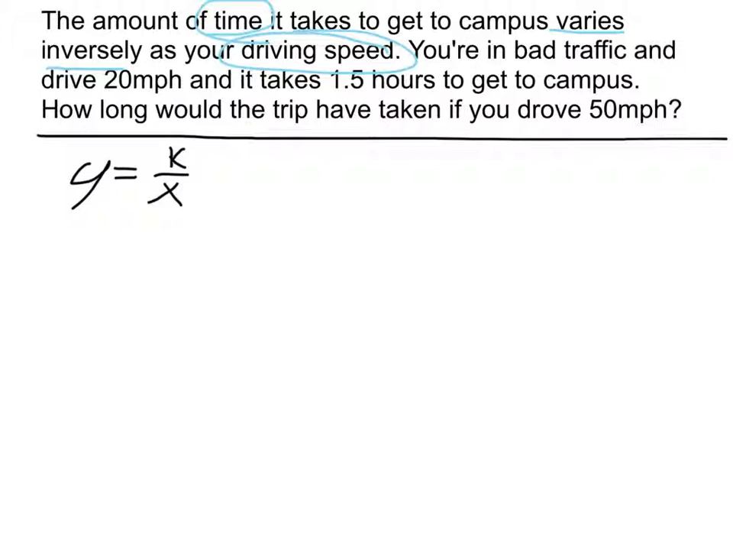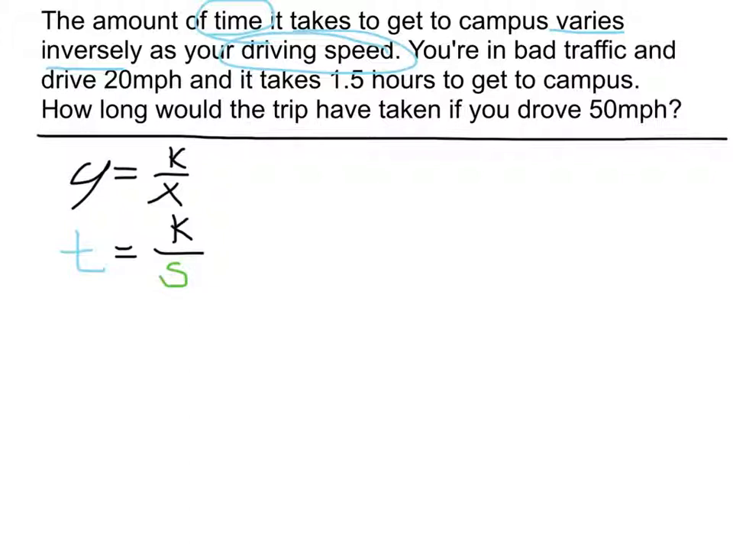And I know that the amount of time came before the phrase varies inversely. So strategically, I'm going to think that the amount of time goes in the place of my y value, and driving speed came after the phrase varies inversely, so I'm thinking that driving speed most likely goes in the place of this x. So what I'm really relating here is time, and that's going to be equal to some k over my driving speed. Maybe I'll call that s. So I'm going to do k over s.